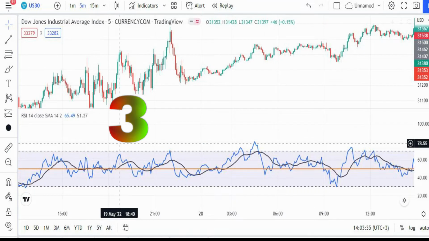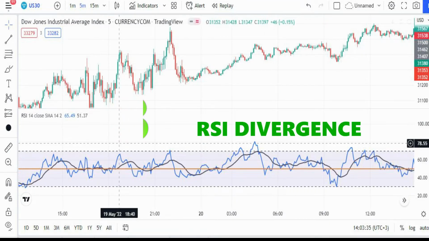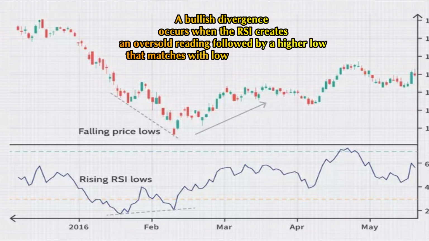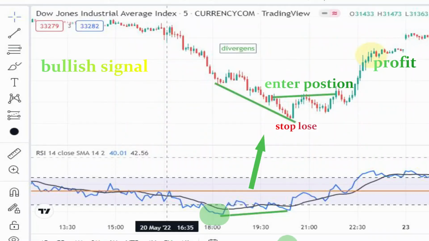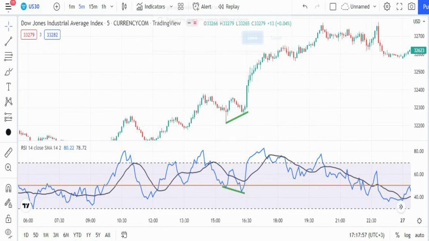Number 3. RSI divergence. A bullish divergence occurs when the RSI creates an oversold reading followed by a higher low that matches correspondingly lower lows in the price. This indicates rising bullish momentum, and a break above oversold territory could be used to trigger a new long position. As you can see in the following chart, a bullish divergence was identified when the RSI formed higher lows as the price formed lower lows. This was a valid signal.